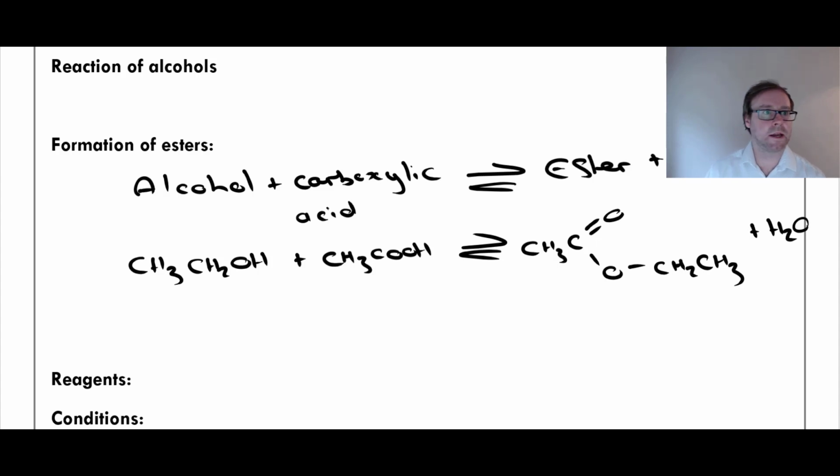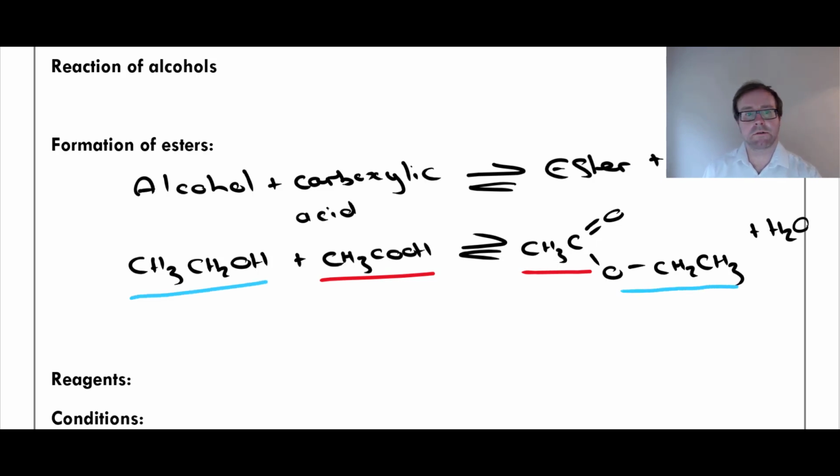This is from my alcohol. I'll highlight that. So this is my carboxylic acid, this is my carboxylic acid, this is my alcohol, this is my alcohol. And if we're naming this, and I used a pretty rubbish example, but we would name it ethyl propanoate. So ethyl propanoate.